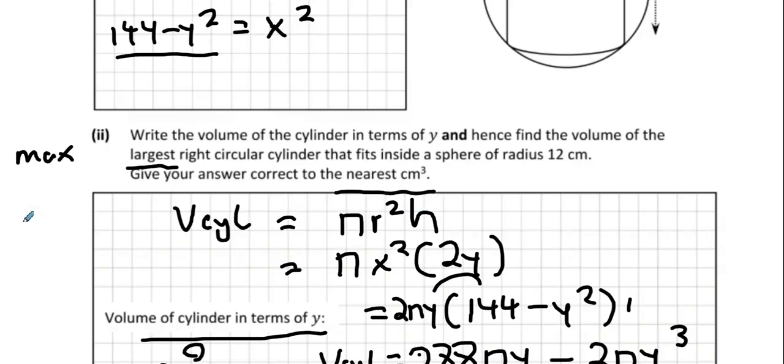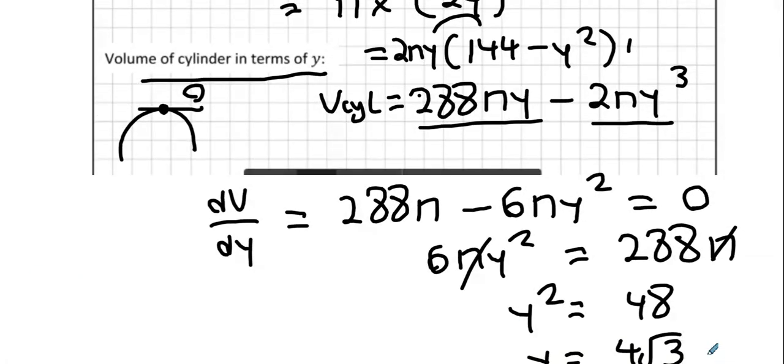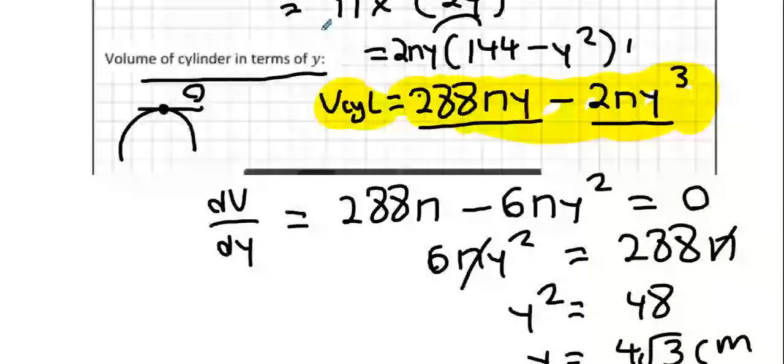So that 4 root 3, which is in centimeters, what formula will I have to sub it back into? Which one? I'm going to sub it in here, because what does this formula give you? That gives you the volume using y. So I'll sub it in there. Okay, guys. So we're going to insert the 4 root 3 back into the original. Does everybody see that?